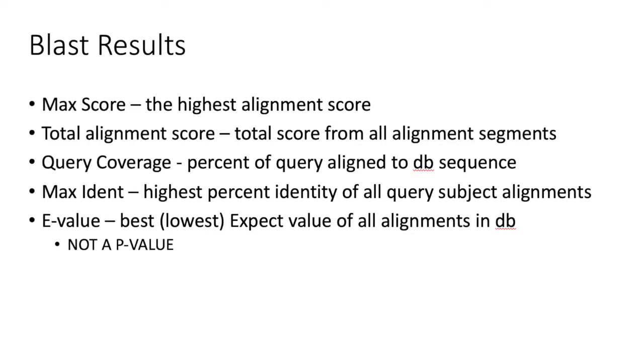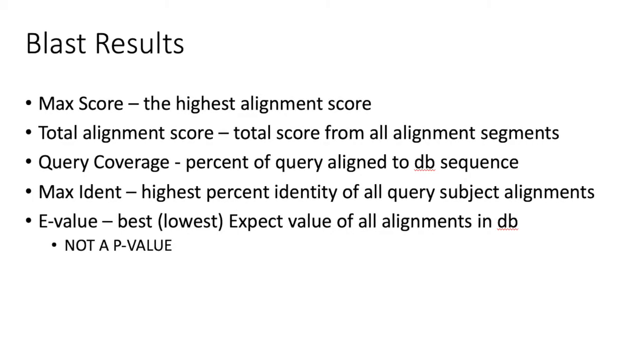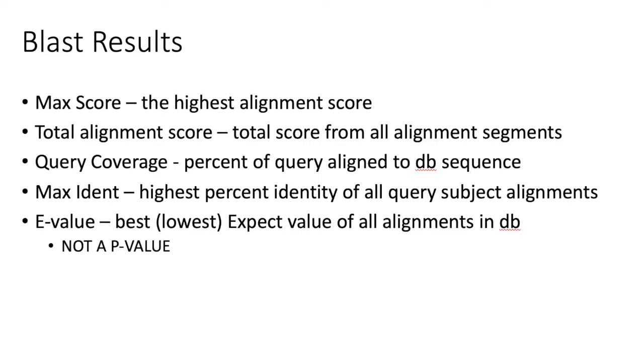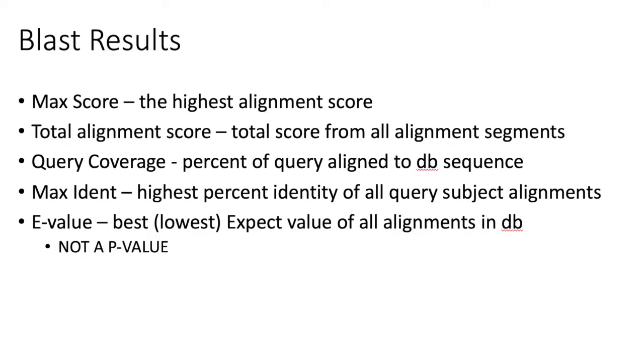All right, and then the E value is where you start getting into the statistics of this. The E value is the best, or the lowest, expect value of all alignments in the database. That begs the question, what is an expect value and why do I care about it? The expect value is a parameter that describes the number of hits one can expect to see by chance when searching a database of a particular size. It decreases exponentially as the score of the match increases. So it basically describes the random background noise.